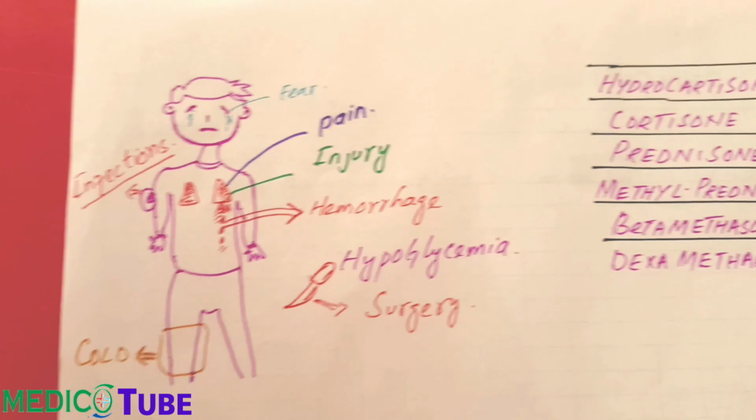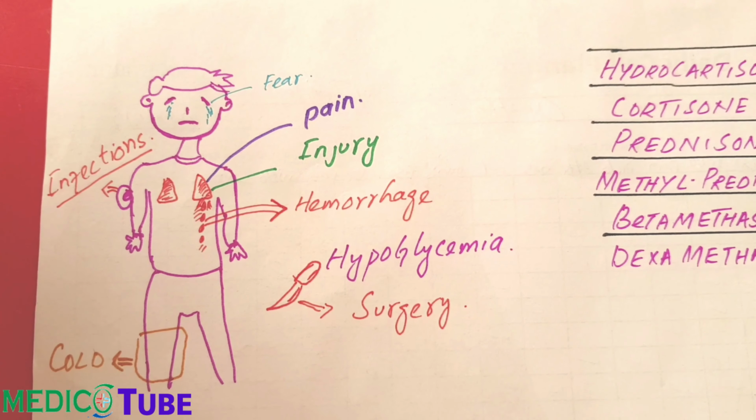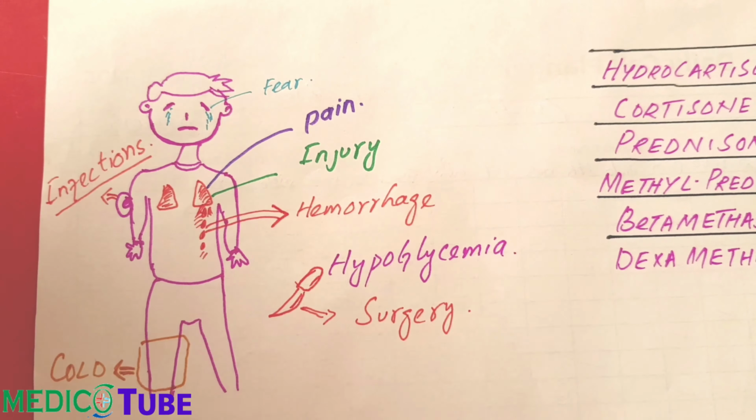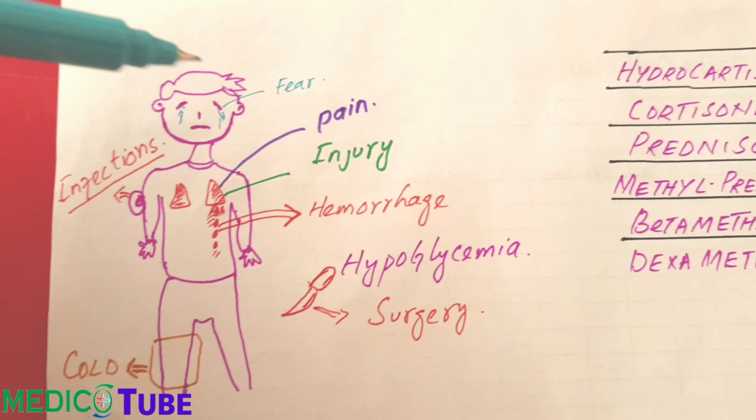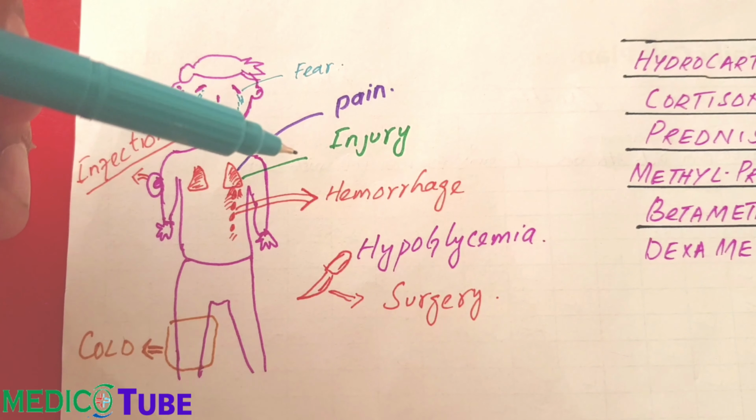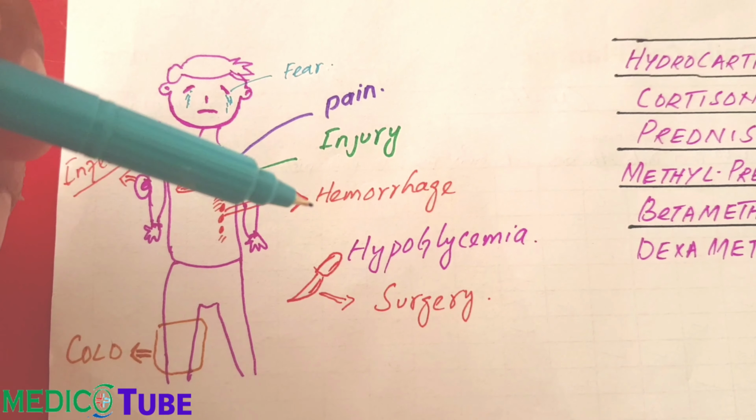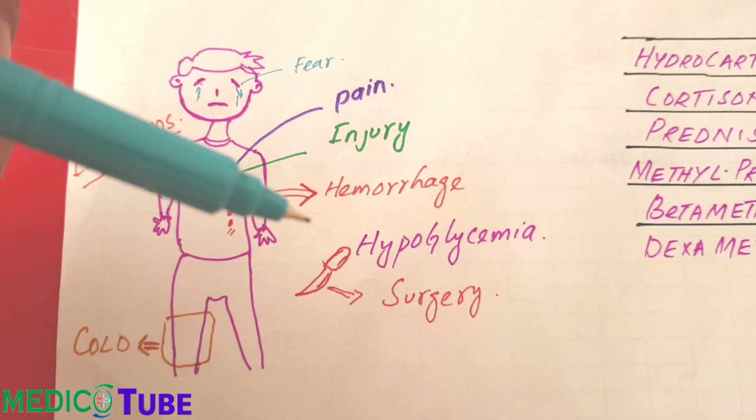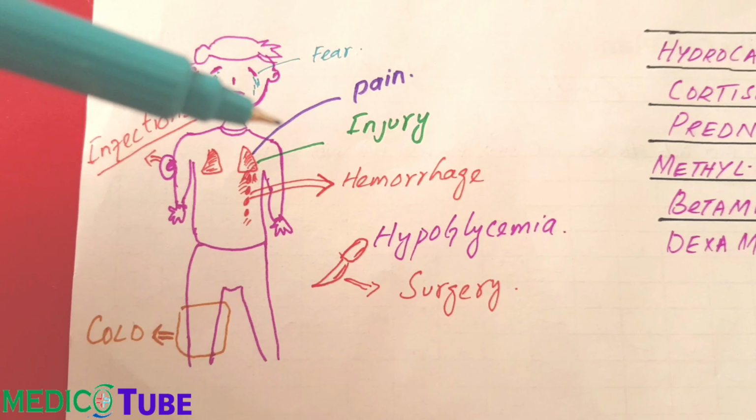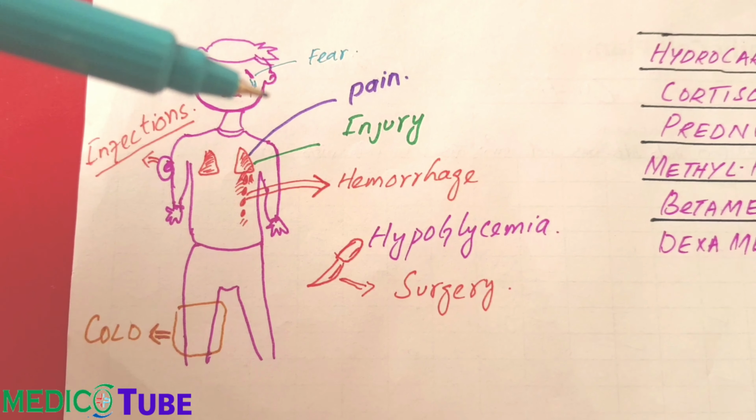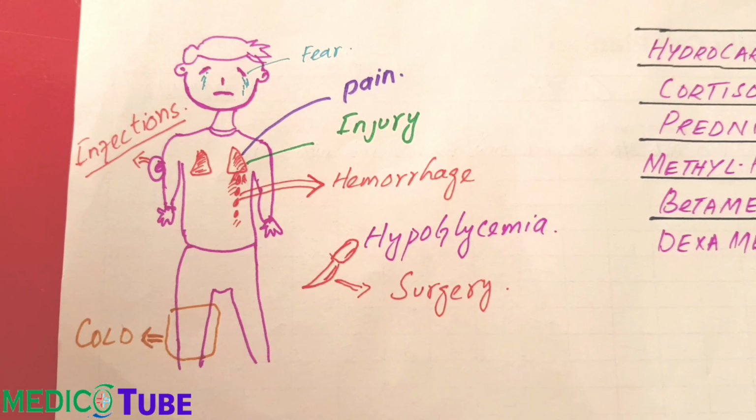Now let's look at how these steroids are released normally. Normally they are released in stressful conditions like fear, like nowadays there is fear with COVID-19. They are released in pain, in injury to the body, in response to hemorrhage, and in hypoglycemia. Means if the sugar level is below the normal level, like below 100 or 70 or below 80, the corticosteroids are released to protect the body.